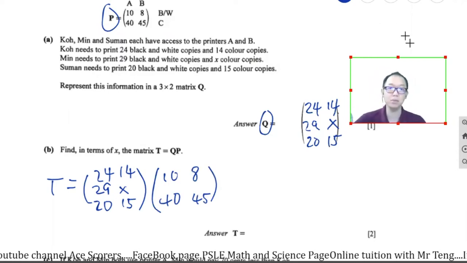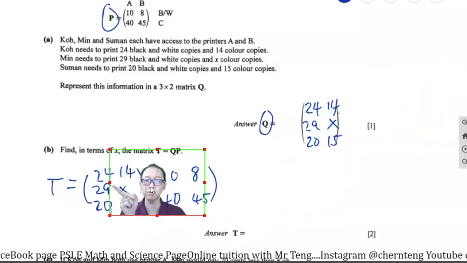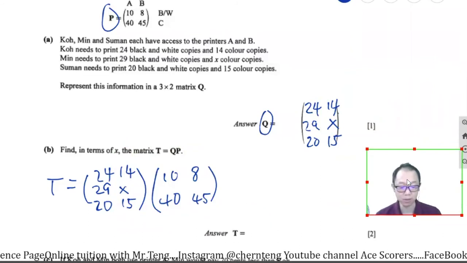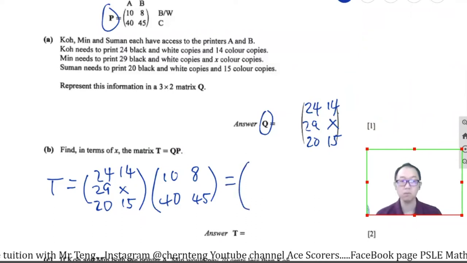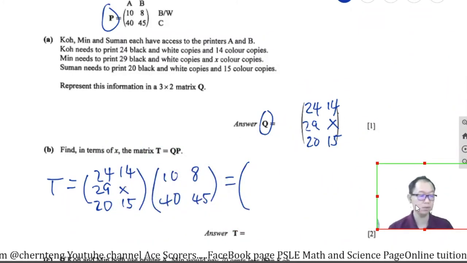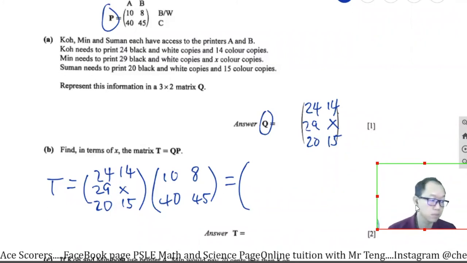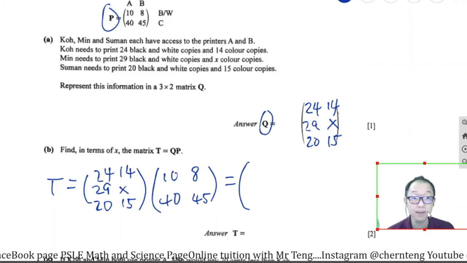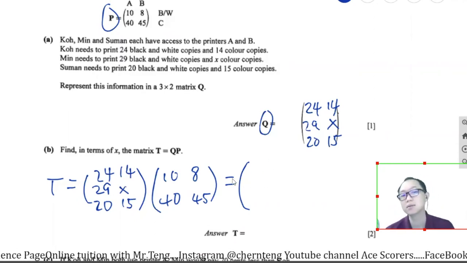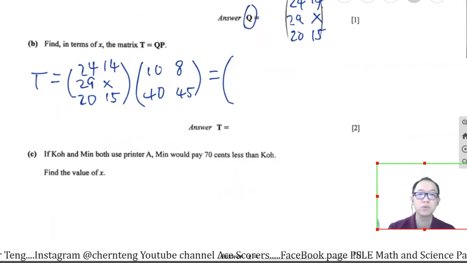Now, when you multiply them, you gotta remember row times column. That means this row times this column, this row times this column, this row times this column, and so on and so forth, okay? So we try the first row, first column. Okay, so can you tell me first row, first column, what do I get? And then I'll write down. Row times column. What's the first answer? See whether you know how to do it. What is the answer that I should get? Row one, column one.